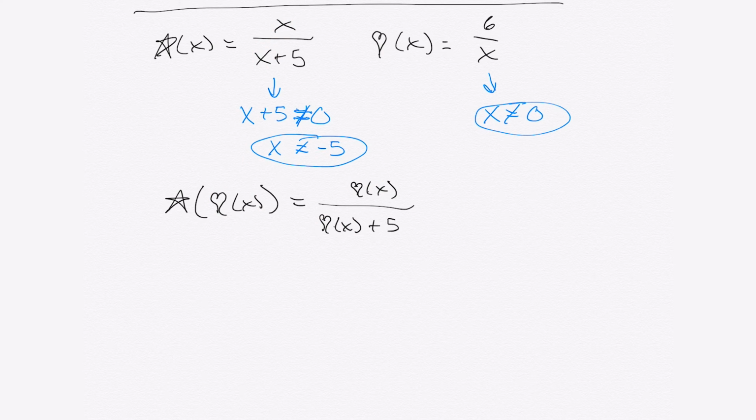All right, now let's replace the heart of x's with what they are. Heart of x is equal to 6 over x. This one is 6 over x. The plus 5 is still there.